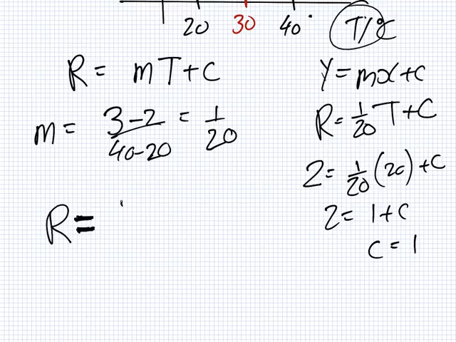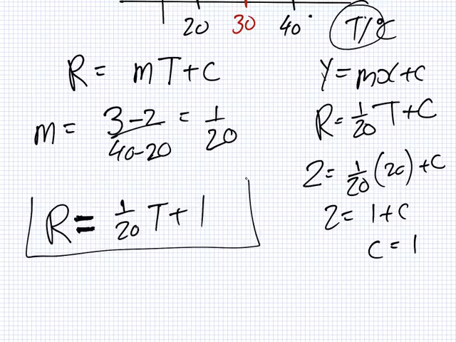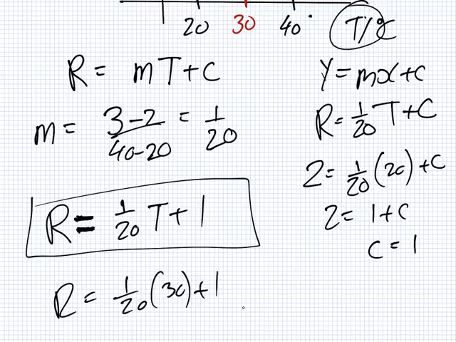R equals 1 over 20 t plus 1. Now what I'll do is, we'll calculate R when t is 30, and see what answer we get. So here I get R equals 1 over 20 times 30 plus 1. What's that? 1.5 plus 1, which equals 2.5.